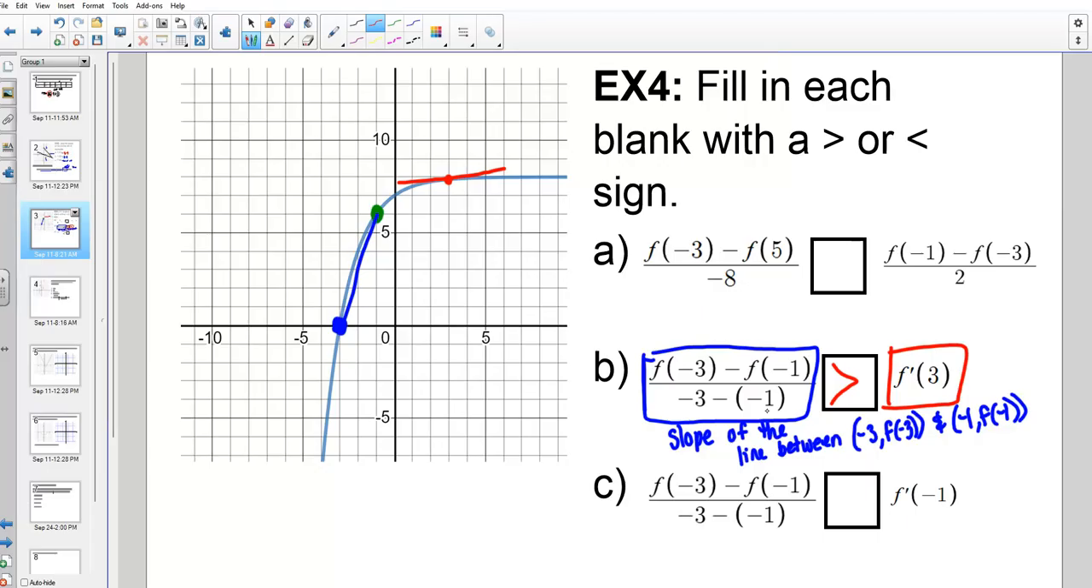So let's do C. This is still the same thing, right? This is still the slope of that blue line. Okay? Now we're talking about, let's do this green right here, f prime of negative 1. So f prime of negative 1 would be right there at negative 1. It's the slope of this tangent line.